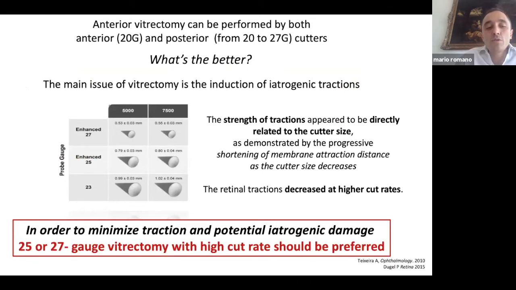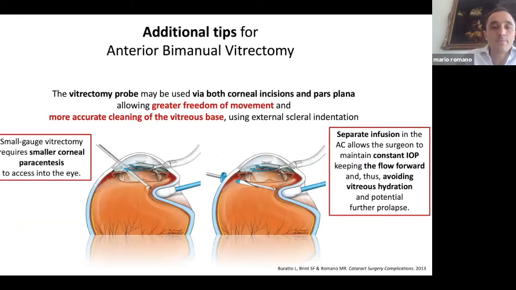What about the size of the cutter for anterior vitrectomy? Using a small cutter is a better option, because in order to minimize the traction we need to have a small port. So a 25 or 27 gauge vitrectomy with high cut rate should be preferred, because it will induce less traction to the vitreous base.